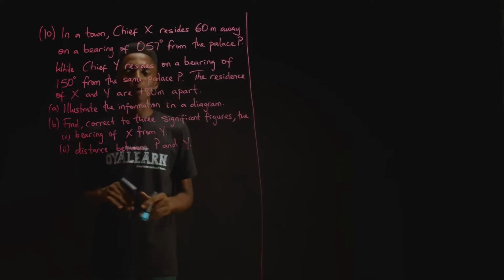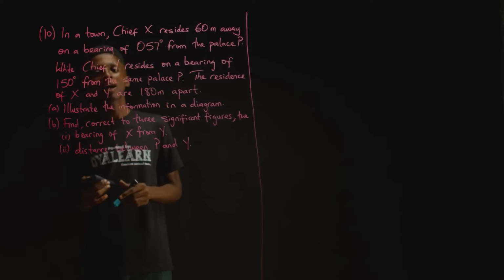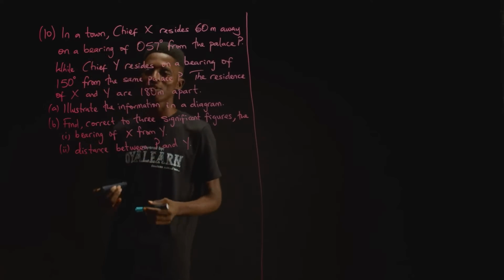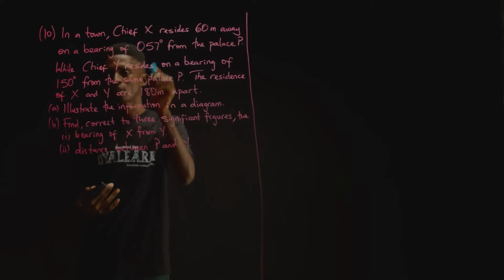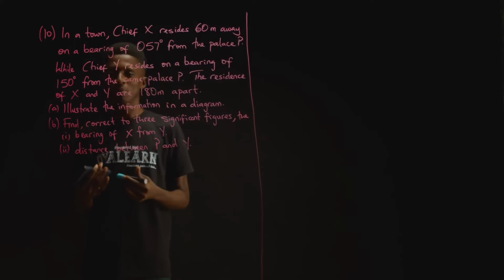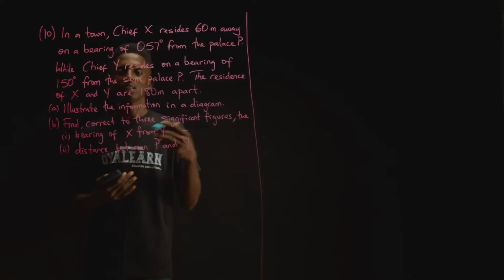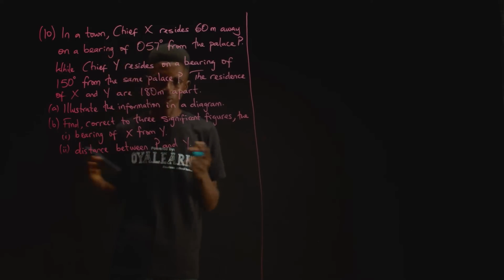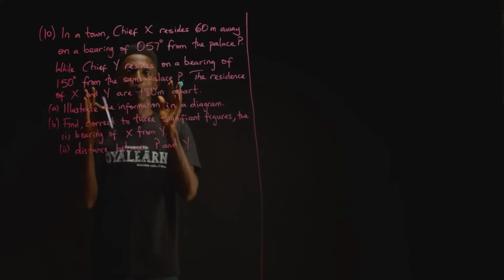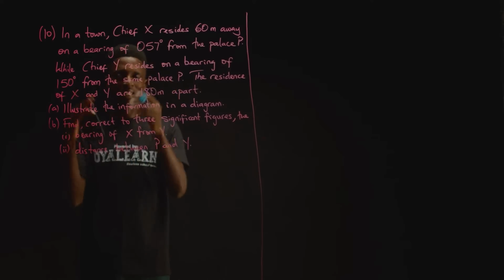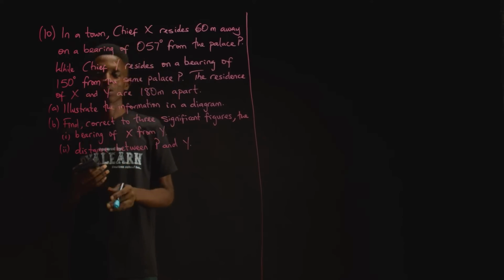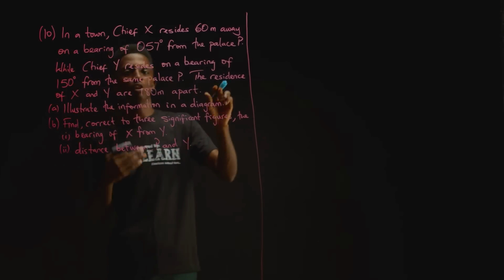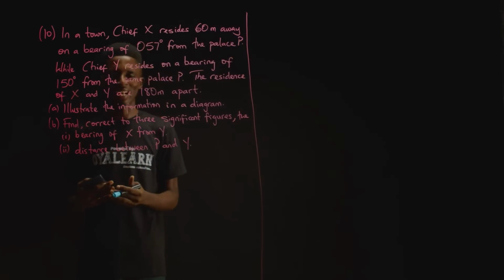Now, this is a typical bearing question, and you have to take note that the bearing we are given here is in 3-digit bearing, right? Another way to give the bearing is the surveyor method, where you have your north, south, east, and west, right? So depending on whichever one you are given, we're going to work with this using the 3-digit bearing method. So remember, the first part says we should illustrate this information in a diagram.